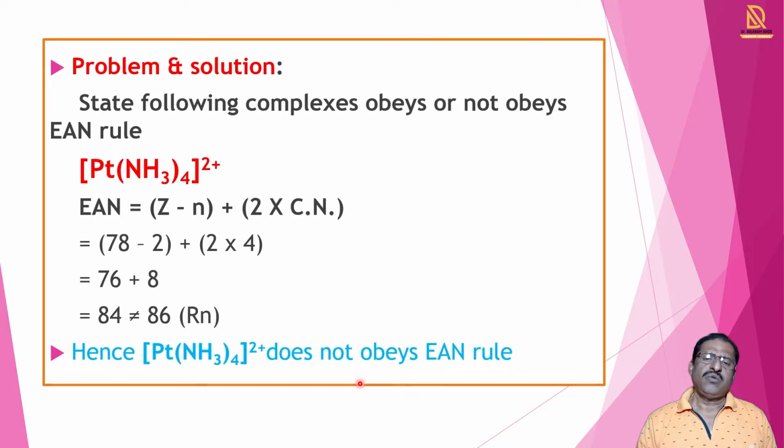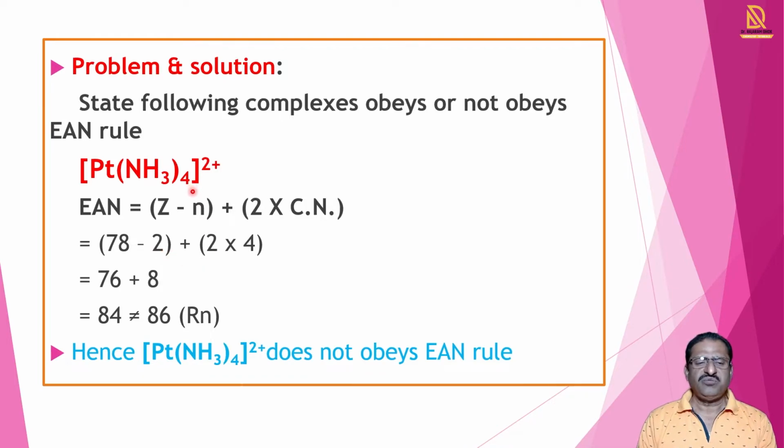Now we see one other example, Pt(NH3)4 2 plus. Here platinum has atomic number 78. In this example, the oxidation number of platinum is 2 plus. So 78 minus 2.